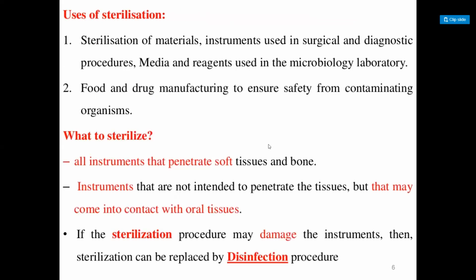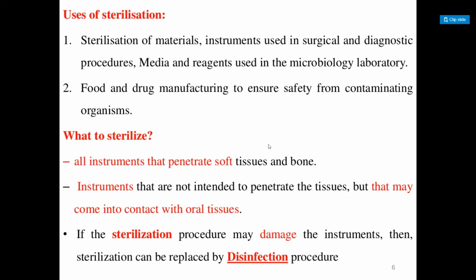Now moving on to the next thing, that is uses of sterilization. Why should we go for sterilization? I have already explained this in the previous slides, but I'm explaining it in detail. Sterilization of instruments is very necessary due to surgical and diagnostic procedures, and media and reagents used in microbiology, because all these things need to be sterilized. Food and drugs also need to be sterilized, because if they are not sterilized, they will contaminate the environment as well as human beings.